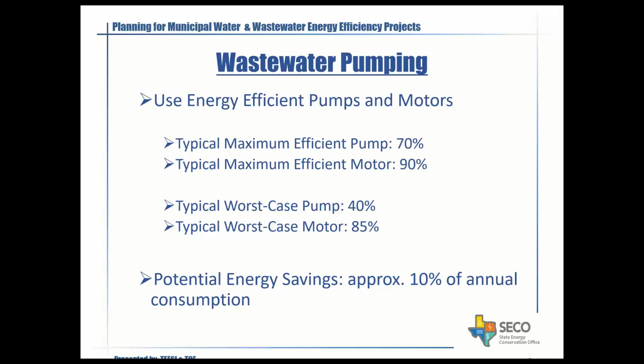In your wastewater pumping and treatment, we look at the similar things too. We look at using energy efficient pumps and motors. Your typical most efficient energy pump in wastewater is about 70%, and your typical maximum efficiency motor is 90%. In wastewater, your typical worst case pump is around 40%, and your typical worst case motor is about 85%. So we found that you can save about 10% of your annual consumption by using energy efficient pumps and motors.